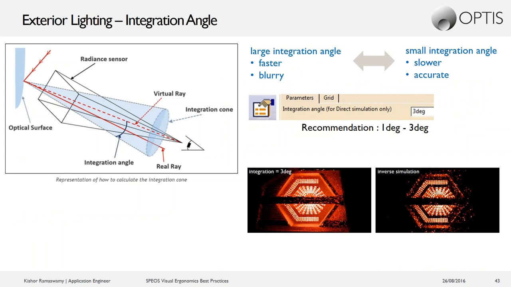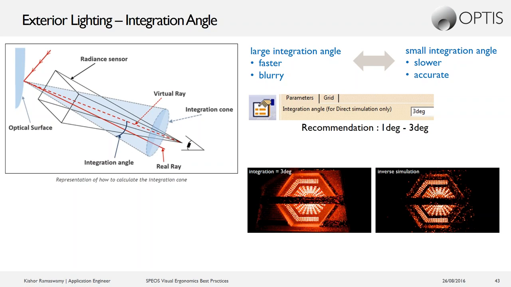Another setting which is important to consider is the integration angle. So this represents how much light is being integrated by the detector. For a direct simulation, the probability that a ray will strike exactly at the correct angle to reach the observer position is very low. And so to get a very good quality result, you would need a very high number of rays. In order to compensate for that, the integration angle allows a certain angular tolerance to every ray, so that as long as the ray is within that angle, it will still be counted in the result.